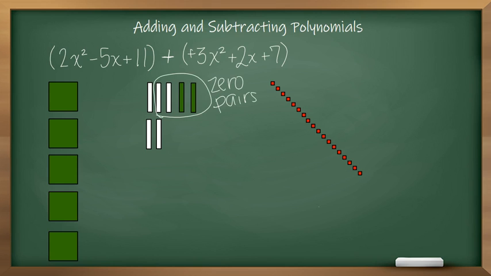Once we've made our 0 pairs, all that we have left to do is write the answer symbolically. So we have 5 x squared tiles, we have 3 negative x tiles, and we have 18 1's tiles. So when we have 2x squared minus 5x plus 11, subtract negative 3x squared, take away 2x, take away 7, we get 5x squared minus 3x plus 18.